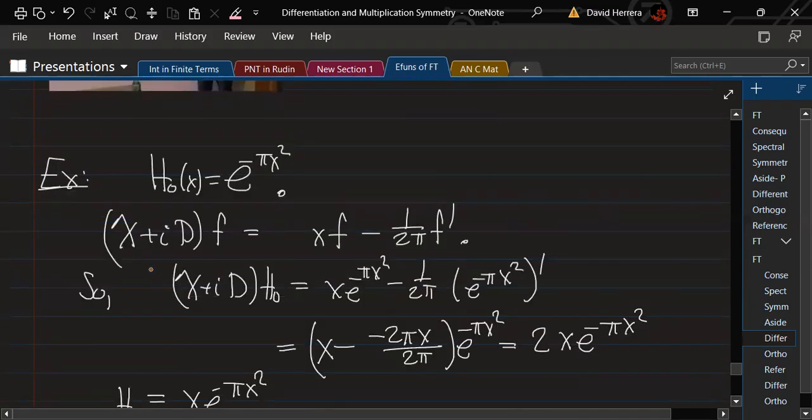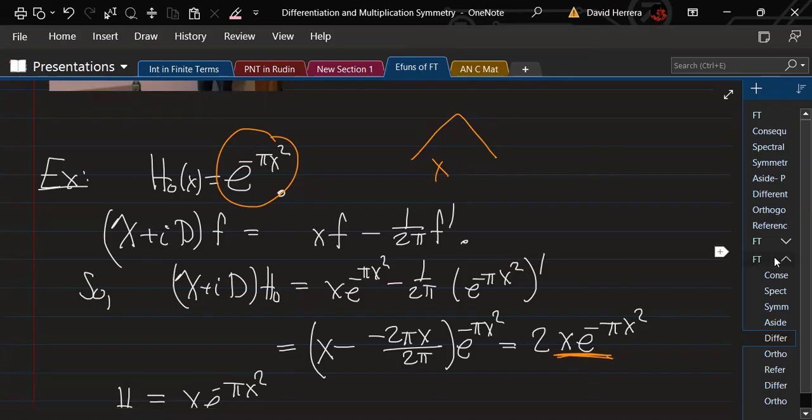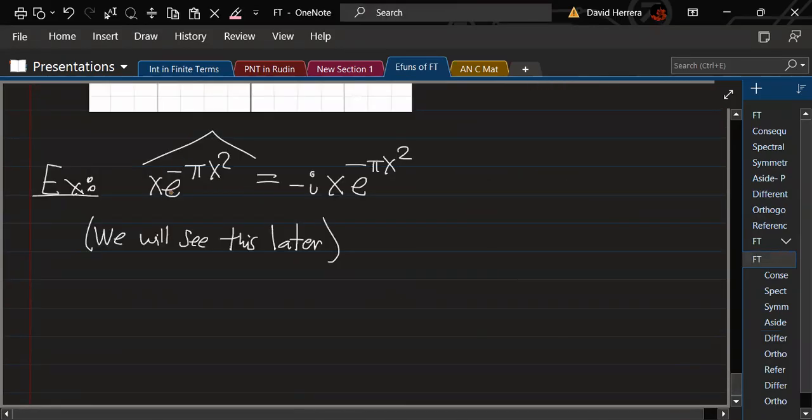The rest of this slide is just giving some examples. So we have this Gaussian here. If I apply the raising operator to the Gaussian, I'm not going to go through all the calculations. You basically get a higher degree polynomial times the Gaussian. The degree always increases by 1. And what you see here is that example that we had earlier on the first slide, all the way down here on the bottom, which is the Fourier transform of x e to the negative pi x squared has eigenvalue negative i.